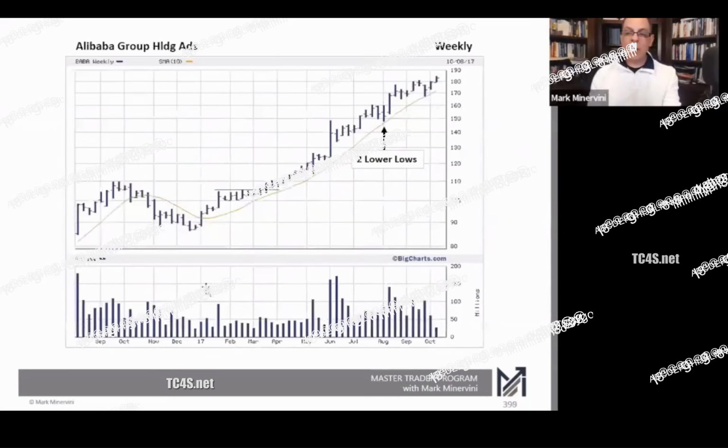You can see right here, BABA comes out of this nicely formed VCP, and all the way up through this move. Again, this is only 2 lower lows. You have not gotten 3 lower lows yet.